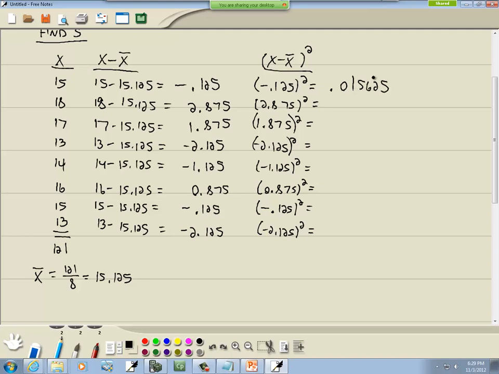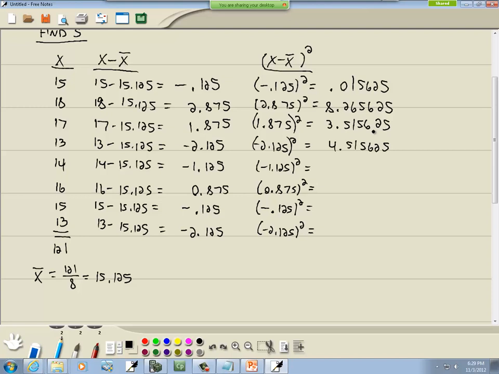0.015625. 2.875 squared gives us 8.265625. 1.875 squared, 3.5156. Why anybody would do these by hand, I don't know. I mean the standard deviation by hand. Head's hurting from just all these numbers. 4.515625. And the odds that I'll screw up one of these is very high.